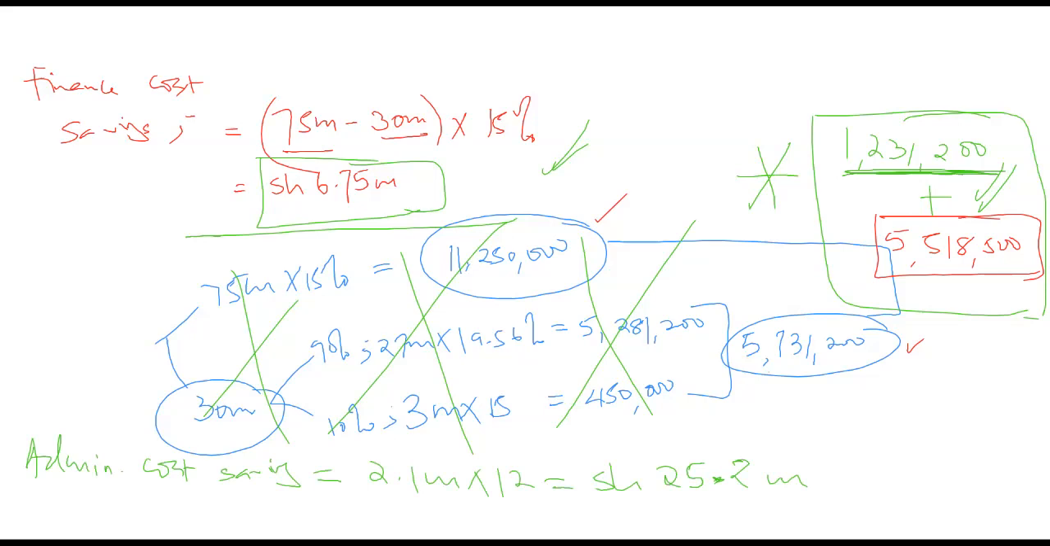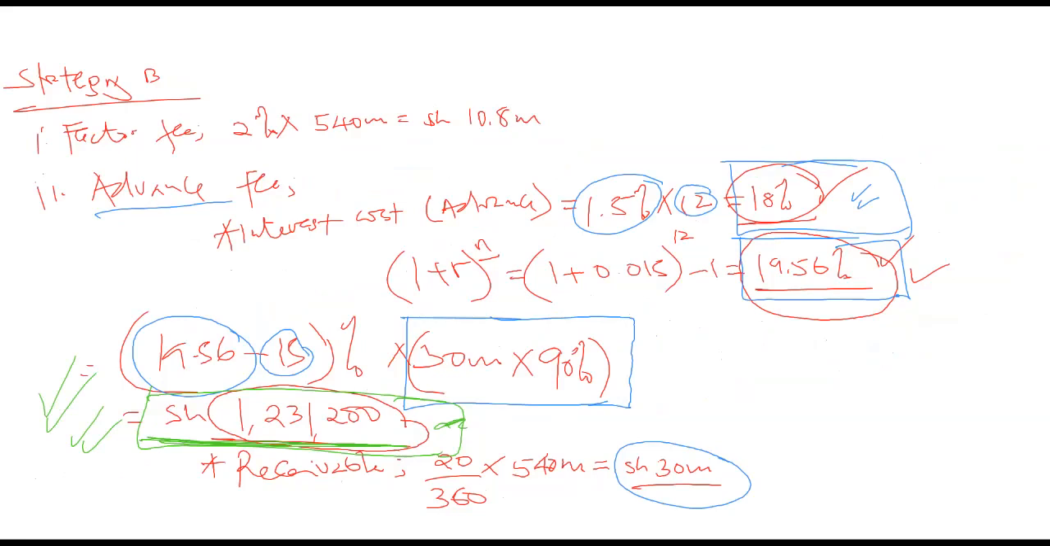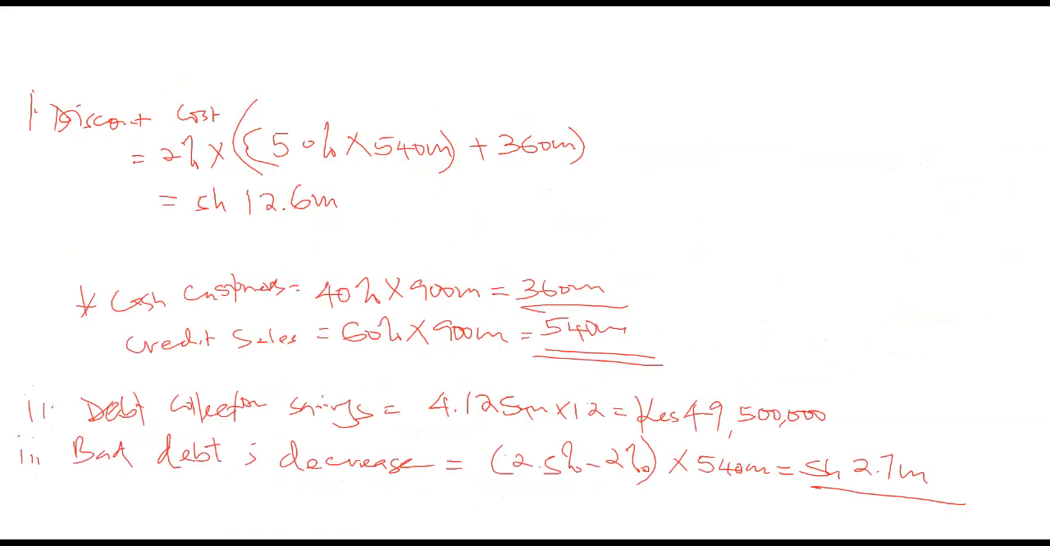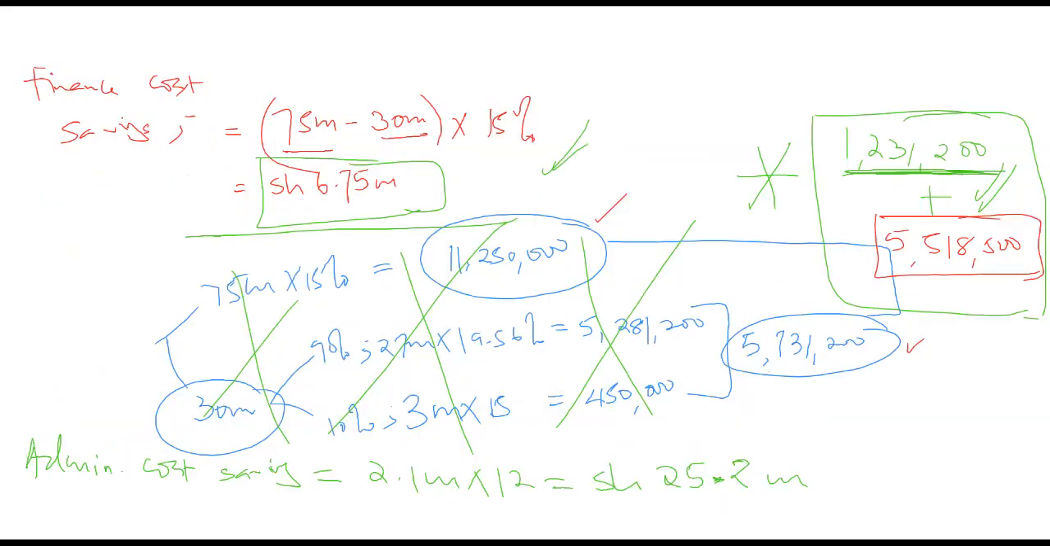So the bad debt expense we had before, let me go back to our strategy A. Where was it? We need to work it out because the bad debt before was 2.5% times 540, which we never worked out. Anyway, let's work it out here. So the bad debt expense before was 2.5% times 540. How much was it? 13.5 million.